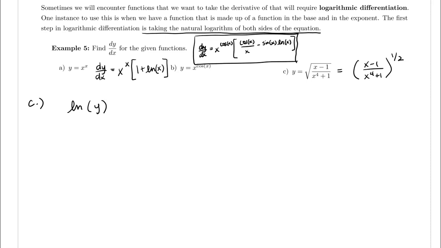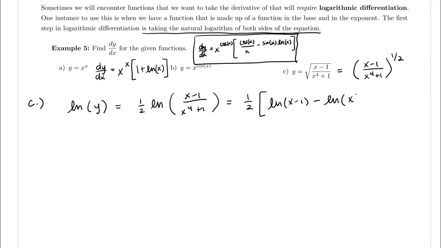So if I take the natural log of both sides, then I can use the power rule for logarithms and rewrite this as 1/2 times the natural log of the quantity x minus 1 over x to the 4th plus 1. I can also use the quotient rule for logarithms to rewrite the right-hand side as 1/2 times the quantity natural log of x minus 1 minus the natural log of x to the 4th plus 1. And from here, let's take the derivative of both sides with respect to x.